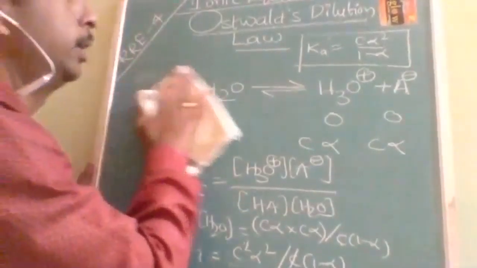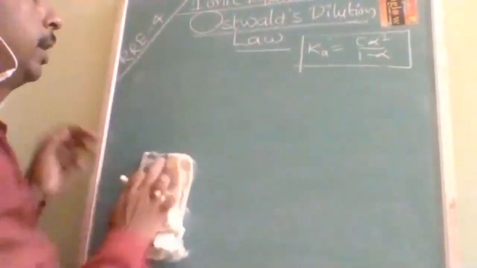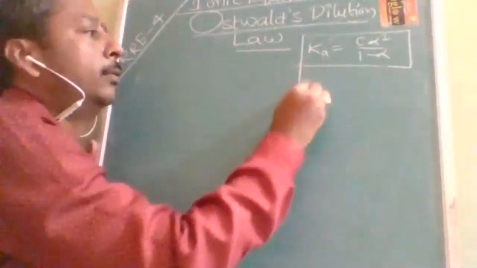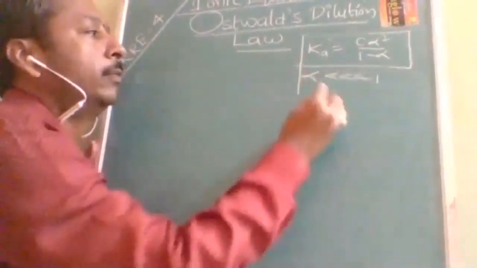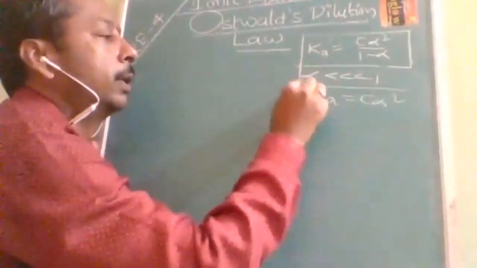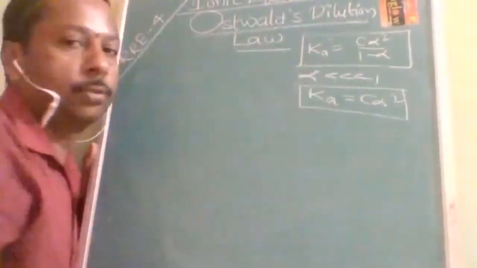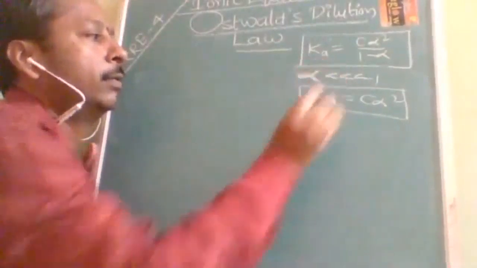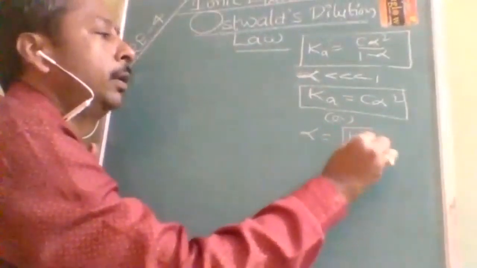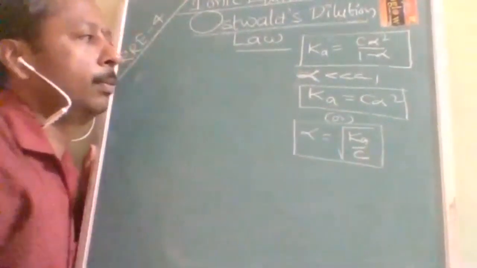In future, we are going to use it in different forms, and I am going to tell you where each is used. Now, if alpha is very, very much less than 1, then this becomes Ka is equal to C alpha square, the second formula. But it is to be used only when the given degree of dissociation alpha is very, very much less than 1. Then the next formula, alpha is equal to square root of Ka upon C. This is the third formula. See how many types of formulas we are getting.